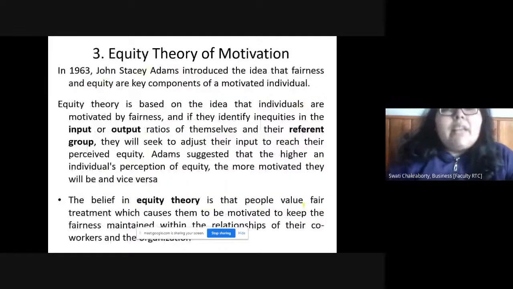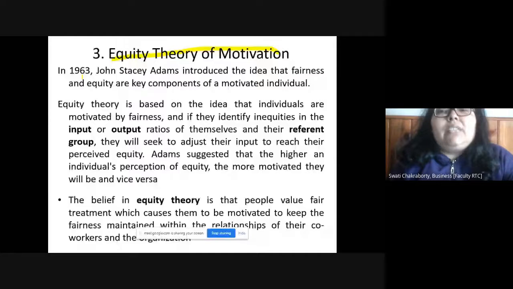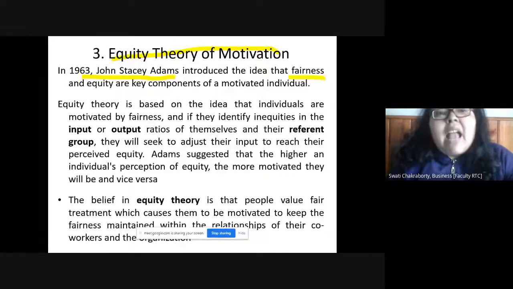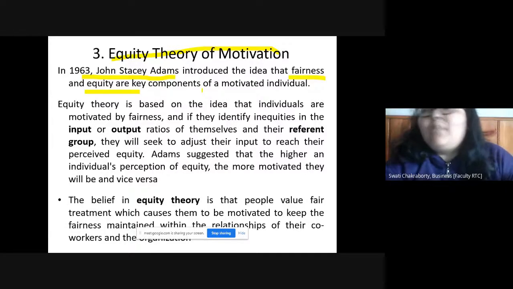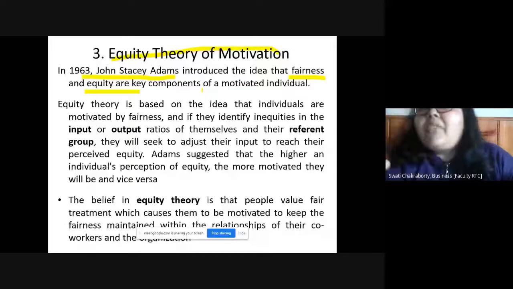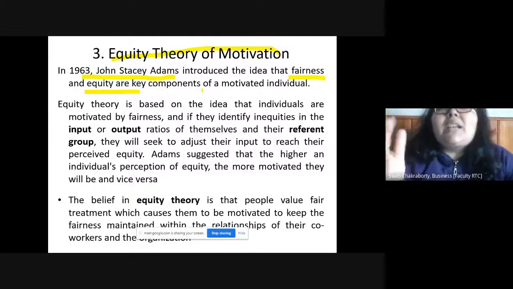Okay. The third theory that we have is the equity theory of motivation, which was put forward by John Stacy Adams in 1963. So what he had to say was, an individual can be motivated where there is fairness as well as equity. Equity comes from the word equal. Fairness, where everyone gets equal opportunity. It's very much fair. If you do work, if you're really performing well, you're rewarded. If you're not able to perform well, then you are punished. So it has to be equal for everyone, irrespective of your position, irrespective of your contacts. So that's why equity comes from the word equal.